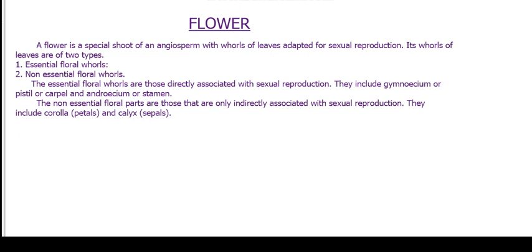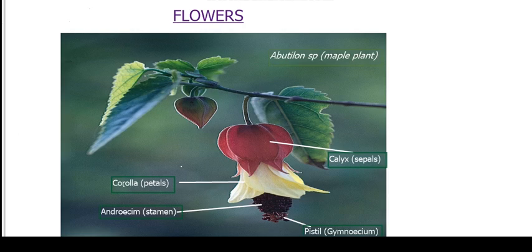Now the function of the calyx is that it protects the essential floral parts such as the ovary, while the corolla, which is made of brightly colored leaves called petals, is mainly used in attracting insect pollinators and also in protecting the essential floral parts.